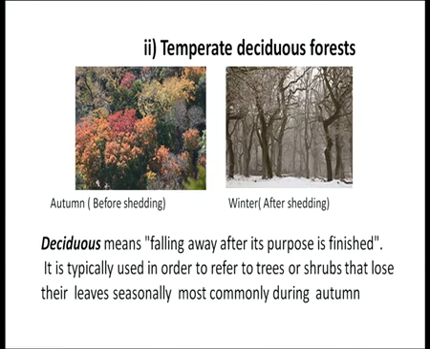The word deciduous is derived from falling away after the purpose is finished. It is typically used to refer to the trees or the shrubs that lose their leaves seasonally, most commonly during the autumn season. As you can see in this figure, on one side it is in full bloom, and on the other side the leaves are shed by the plants.